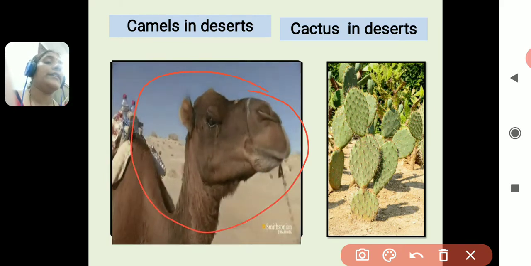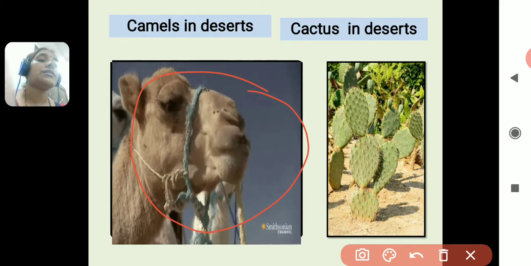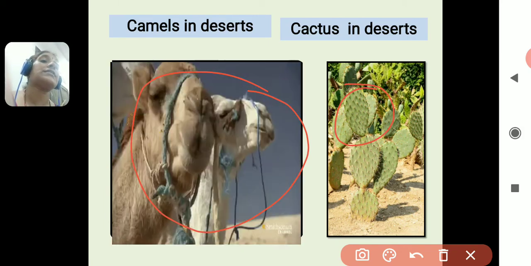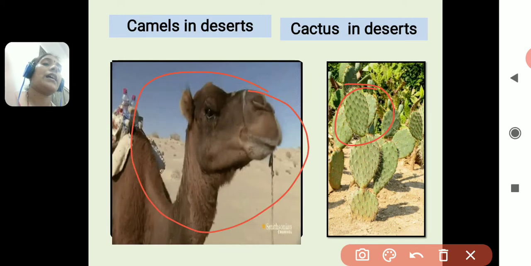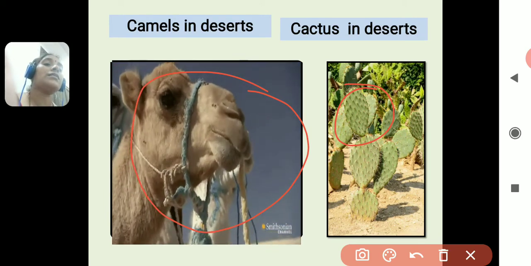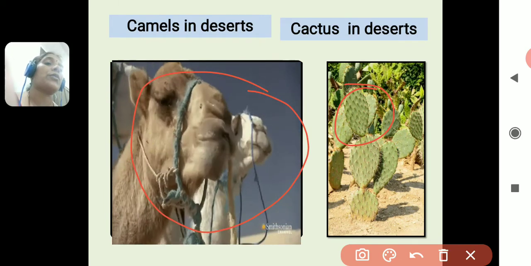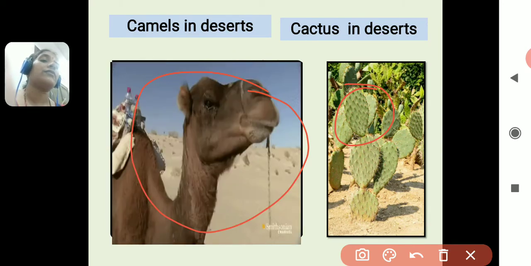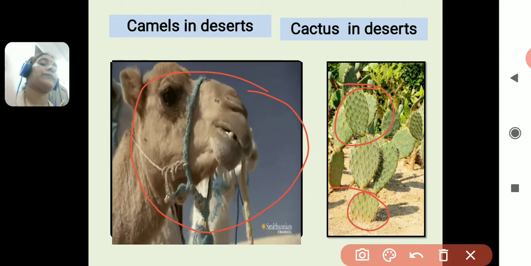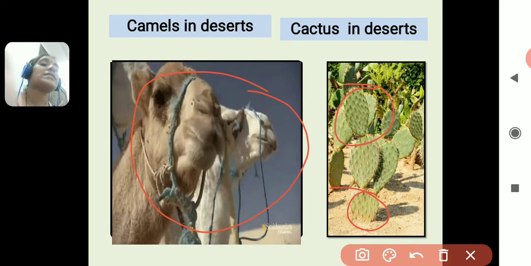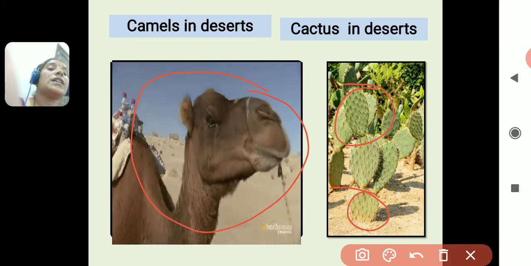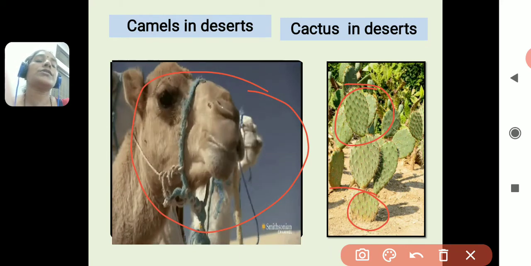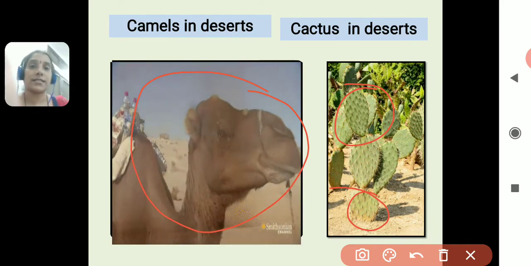there are no leaves. Students, these are not leaves. What are these, students? These are stems, and they help the plants to prepare their food because there are no leaves, where the leaves are converted into spines. So these are the special qualities or features which are developed by organisms to survive in their surroundings successfully.